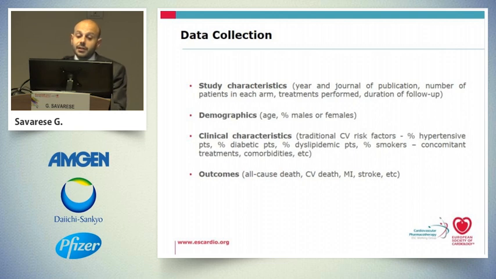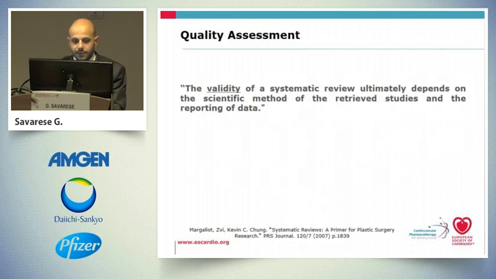We can extract clinical characteristics. For example, if we are running a systematic review and meta-analysis on a cardiovascular topic, we could extract the percentage of patients with cardiovascular risk factors from each study. And then it's important to extract the information about the outcomes that we define a priori, for example, for cardiovascular research: all-cause death, cardiovascular death, myocardial infarction, stroke, new onset of heart failure, and this kind of stuff.